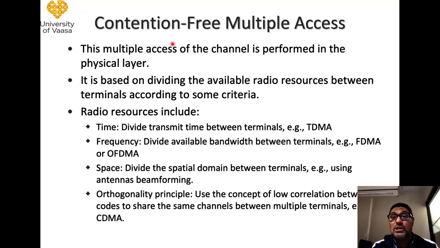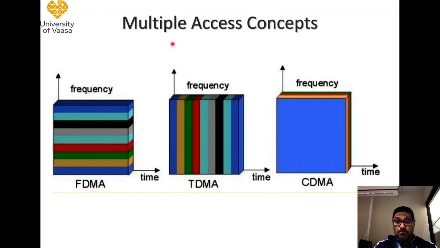So in the cellular network, in the mobile network, we have the base station, working as the organizer between users. And here you can see how to divide the resources. For example, in frequency division multiple access, every color represents a different user, so they can use the whole time, but we divide the frequency among all users.